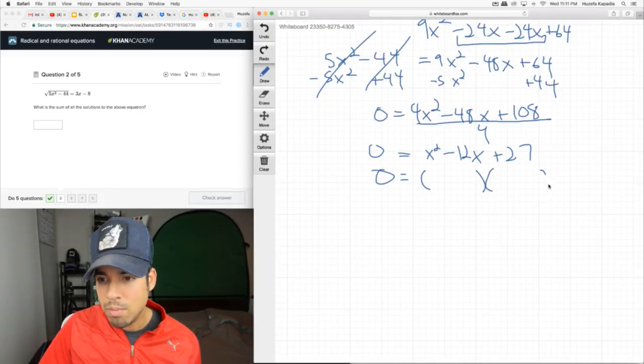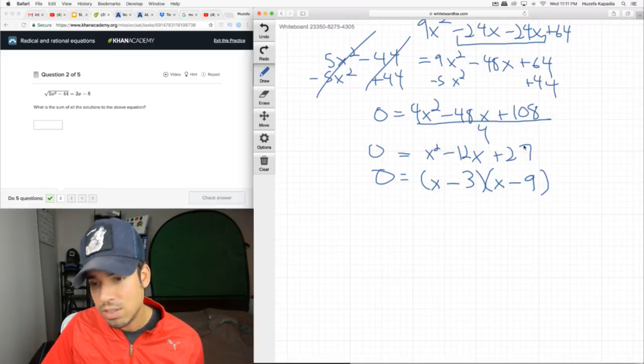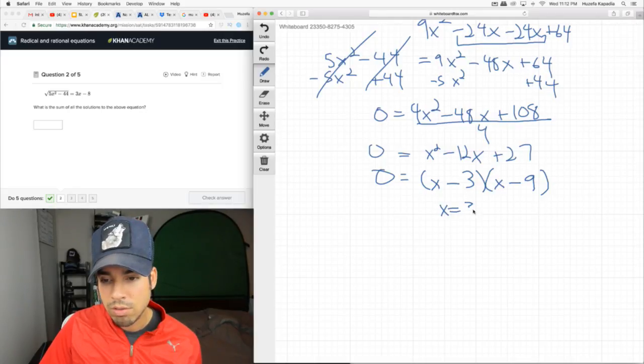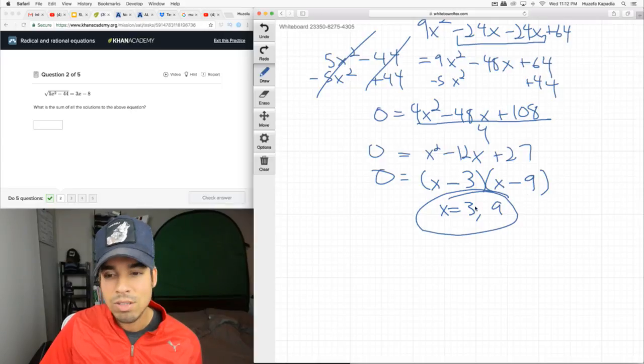So what multiplies to 27 and adds to negative 12? Positive 27, what would be negative 9 and negative 3? Negative 3 times negative 9 is positive 27. Negative 9 plus negative 3 is negative 12. And therefore my values are x equals 3 and 9, right? 3 makes this guy go to 0, 9 makes this guy go to 0. The sum of these two is 12.